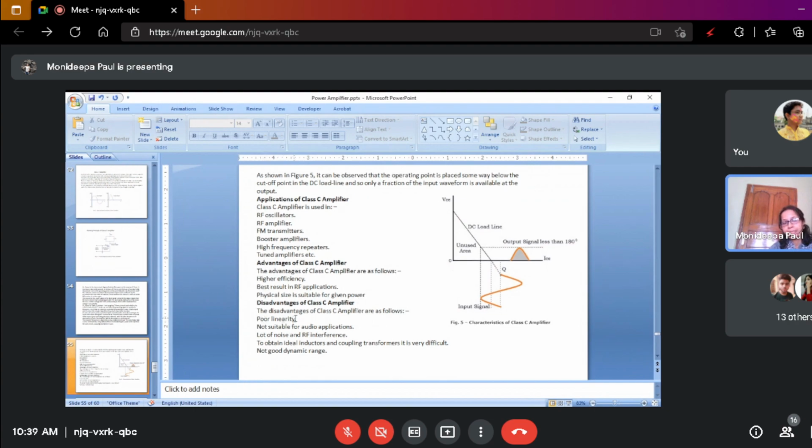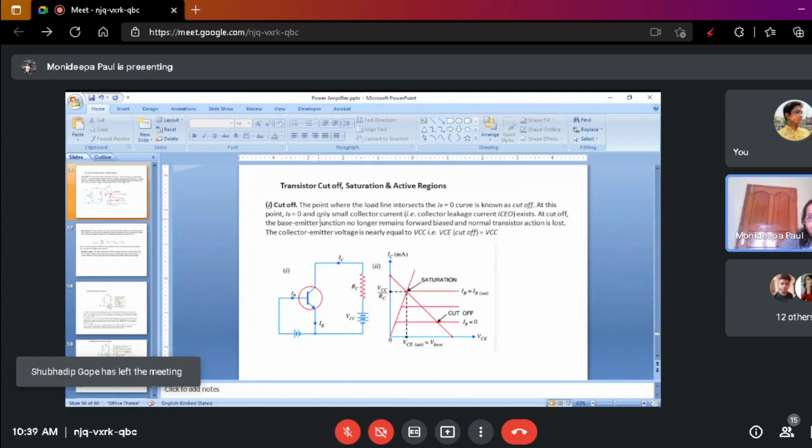Disadvantages: poor linearity because of high distortion. If the transistor is not operated during the full cycle of the input AC signal, distortion will be higher. Not suitable for audio application. Lot of noise and radio frequency interference. To obtain ideal inductors and coupling transformers is very difficult. Not good dynamic range. These are the class C amplifier disadvantages. Okay, next, I think these points are important for you.